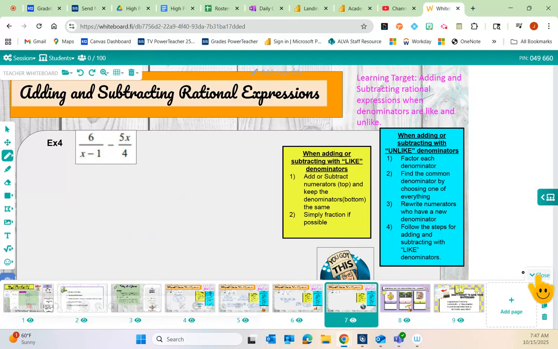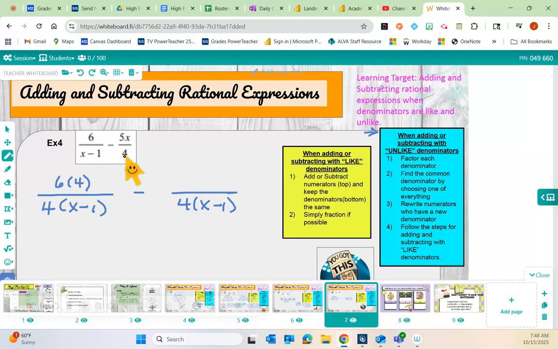Alright, last example. We do not have a common denominator, so we'll follow the rules in the aqua box. Factor each denominator. X minus 1 is already factored. 4 is already factored. Find the common denominator by choosing one of everything. So that means I'll need a 4 and I'll need an x minus 1. Then I'll look at my old denominator and see what I multiply to get my new denominator, and I multiply by 4, so I'll have to multiply the top by 4. Then I'll look at this denominator to get my new denominator. I multiplied by x minus 1, so I've got to multiply the top by x minus 1.